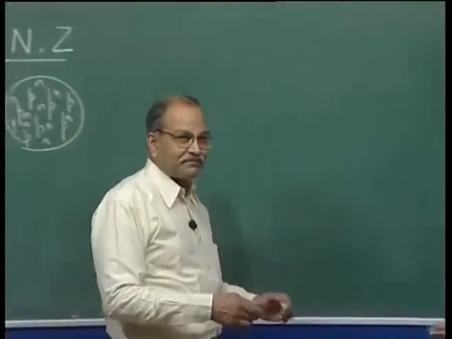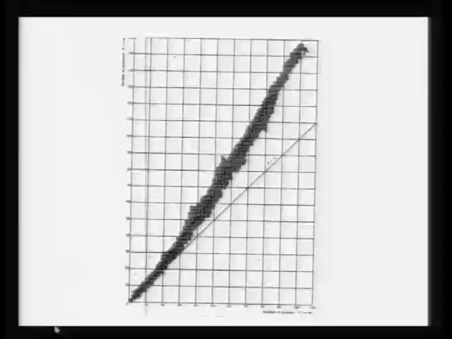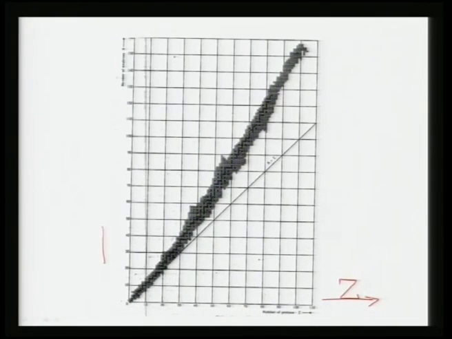Let us see. Okay, look at this diagram. On the x axis we are plotting Z, the number of protons, and on the y axis it is N. This figure is taken from Concepts of Physics. All right, this figure is taken from the book Concepts of Physics, volume 2.